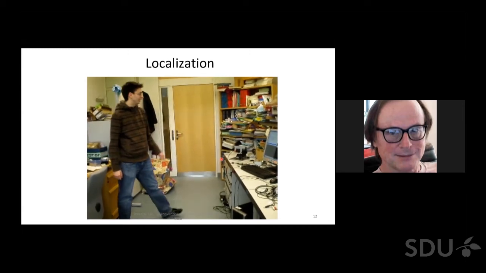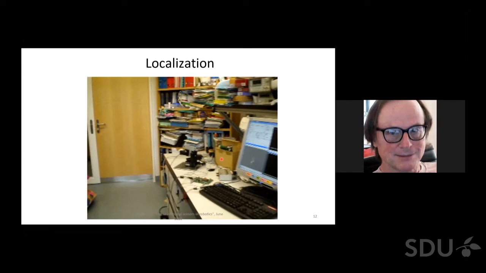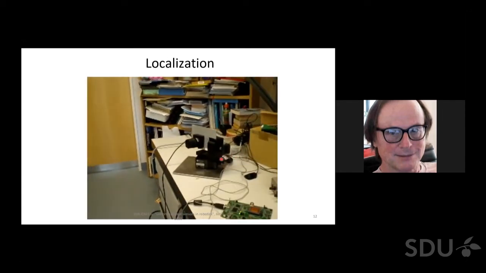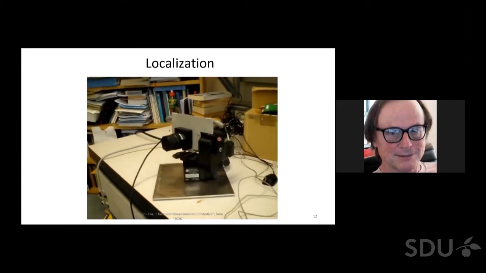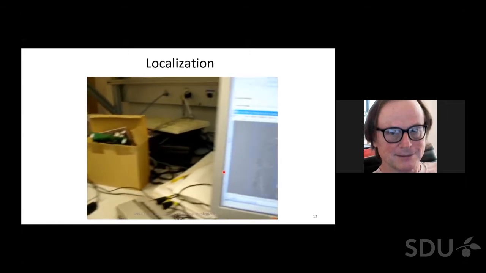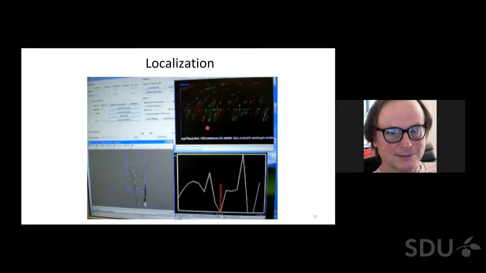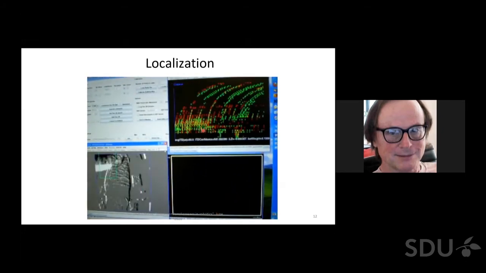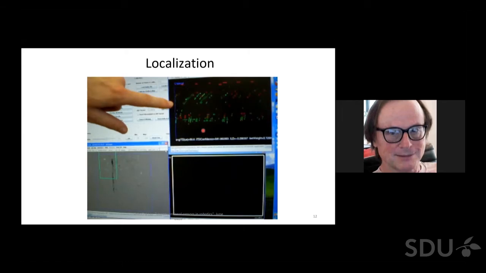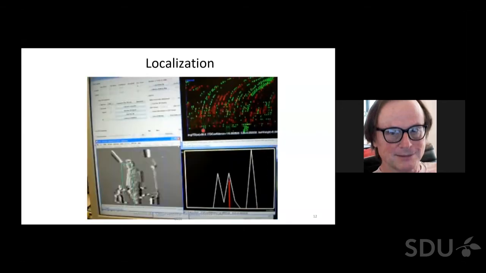Here we see a robotic head with retina and cochlea, which works only with spikes. And here on the screen we see the picture from the retina. Here we see the spikes from the cochlea and a localization result showing the peak where the sound is located.